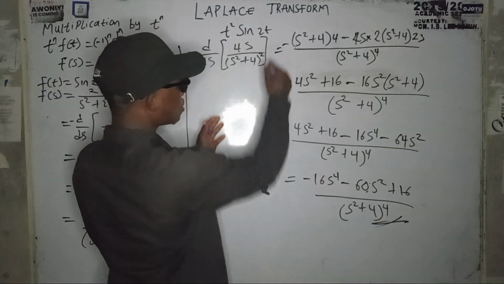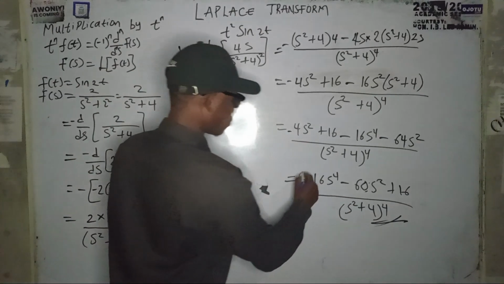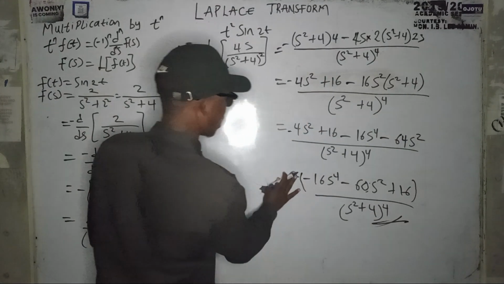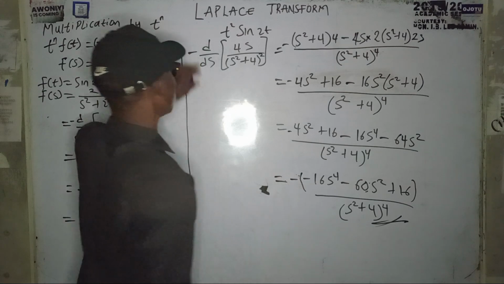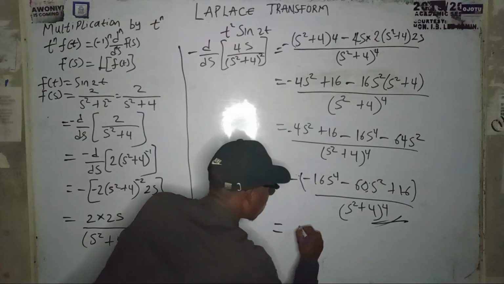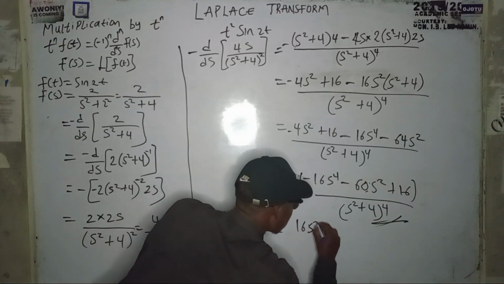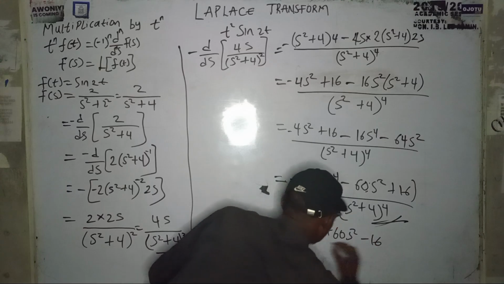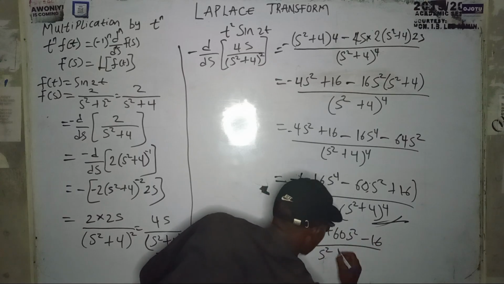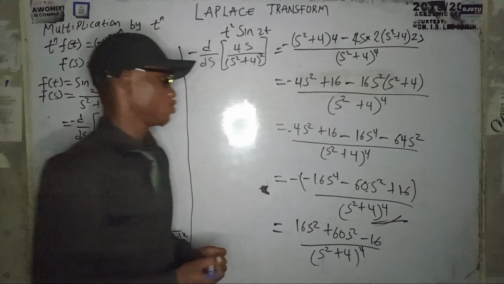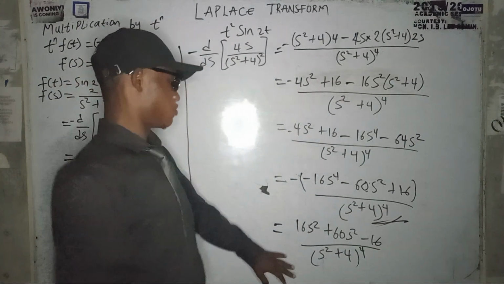And adding the minus that is coming with it, when we multiply the minus outside, there is the one that comes with the d squared y over ds squared. The one that comes with it is going to be equal to minus 16s squared plus 60s squared minus 16 over s squared plus 4 all raised to the power 4. So with the corrections, this is the final answer.